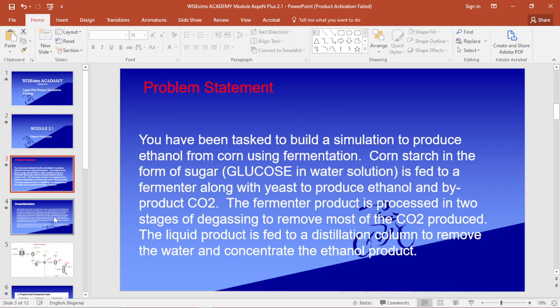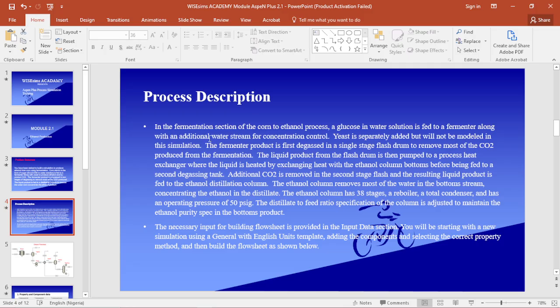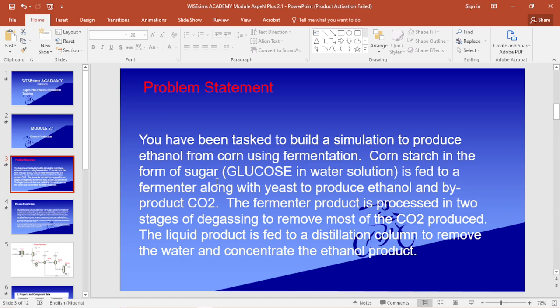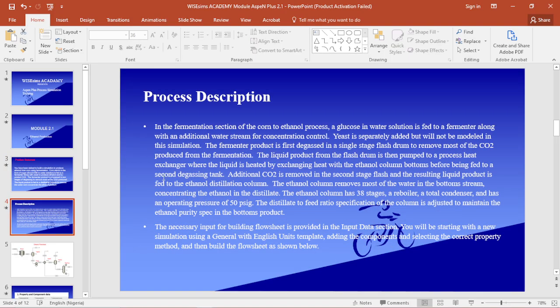Going to our process description, before we move on, I just need to let you know that we are not going to be making use of the yeast in this particular simulation. We're just going to be focused more on the production of the ethanol and the CO2 from our glucose. The yeast is usually used as a catalyst, but we're not making use of it for this simulation. So let's go.